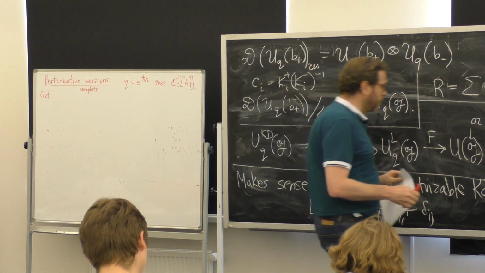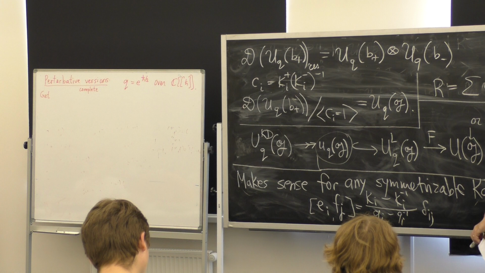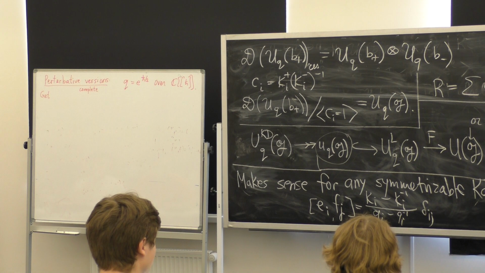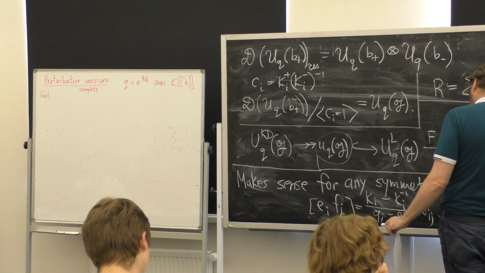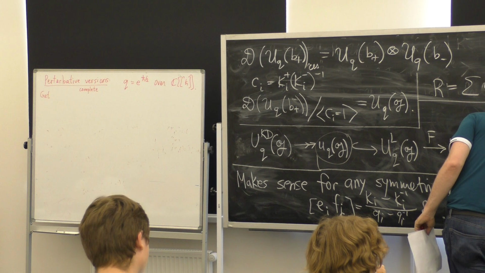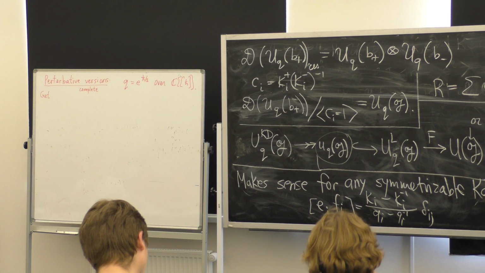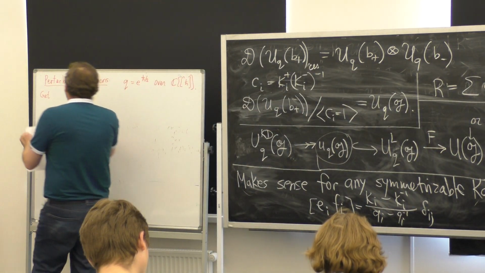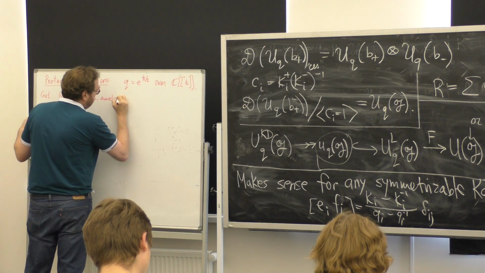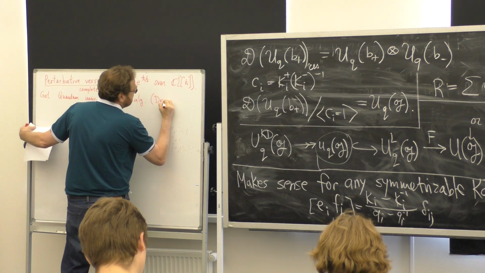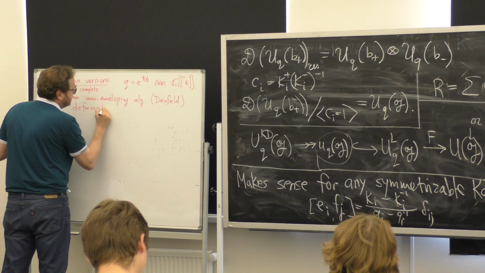So if you do the same thing, but you say that k_i equals q to the h_i, which is e to the h bar times h_i over 2, then you get what is called the quantum universal enveloping algebra in the sense of Drinfeld, which is just a formal deformation of U(g).